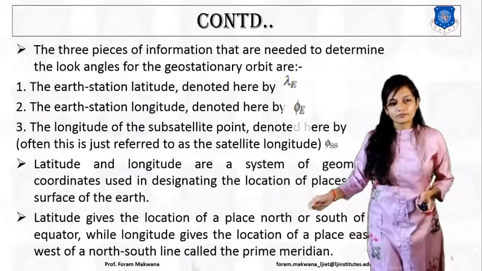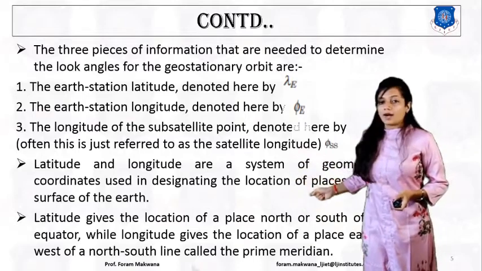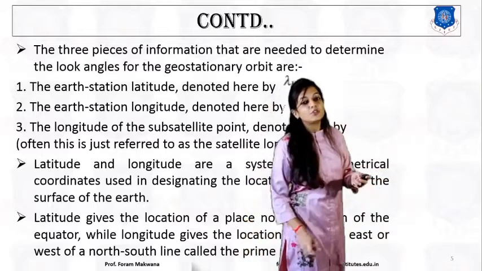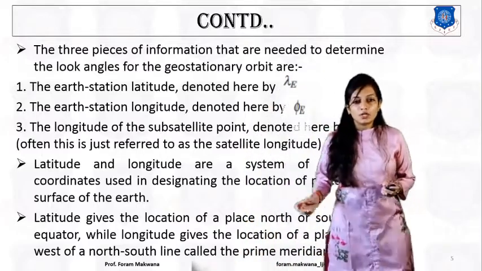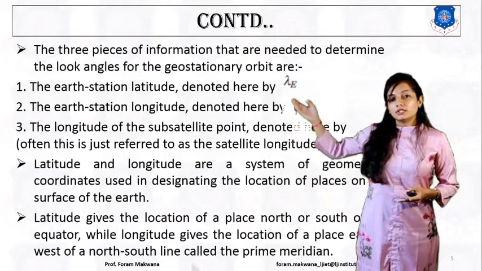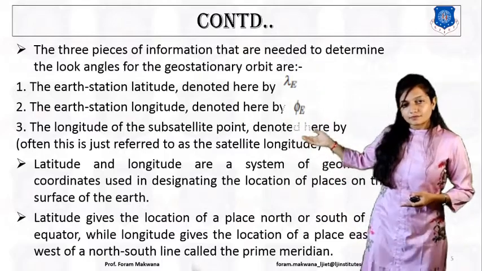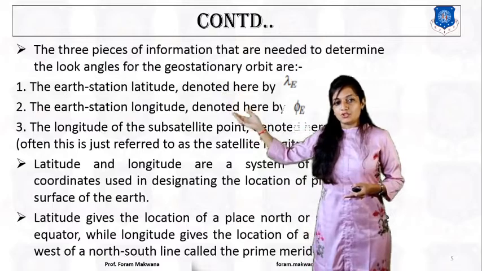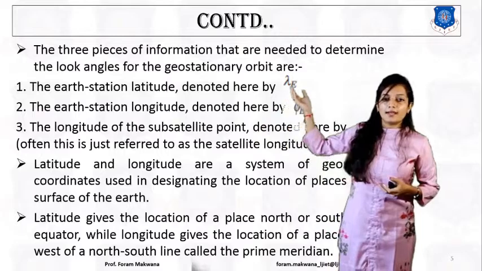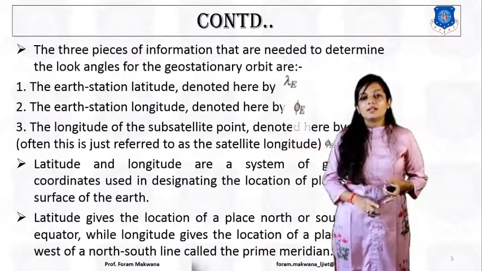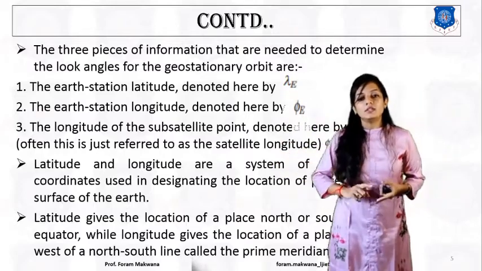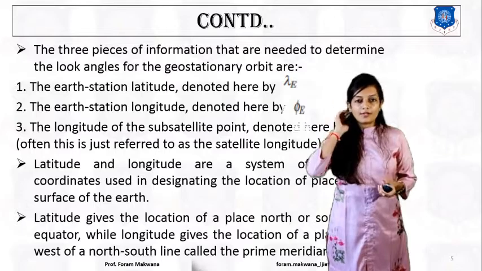Latitude and longitude are the system of geometric coordinates used in designating the location of places on the surface of the earth. So for these three quantities, the latitude and longitude of the earth station and the longitude of the sub-satellite point, denoted by lambda e, phi e, and phi ss, are required in the calculation of the antenna look angle, and they will be given in the example in the exam.